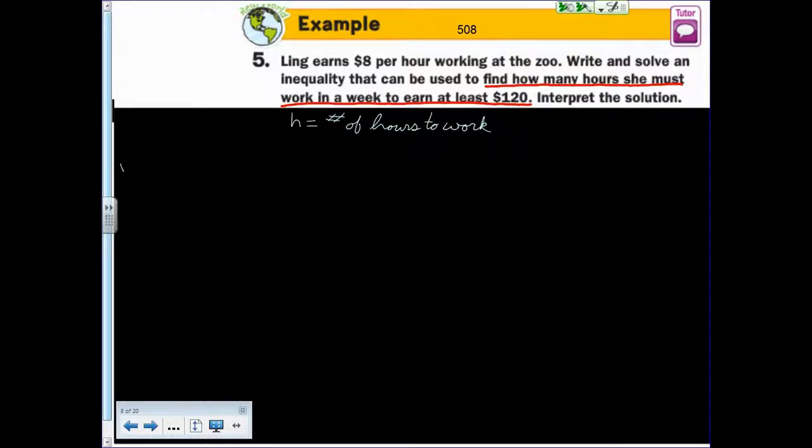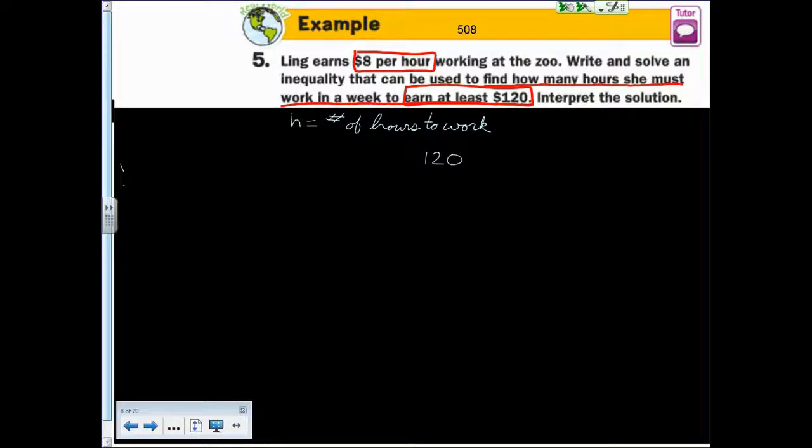Okay, next thing we need to do is find what our total is. Well, it says she earns $8 per hour. I don't think that that's my total. And then it says she wants to earn at least $120. At least $120. That to me sounds like what she wants to make. So I think that becomes our total. So 120 is our total.